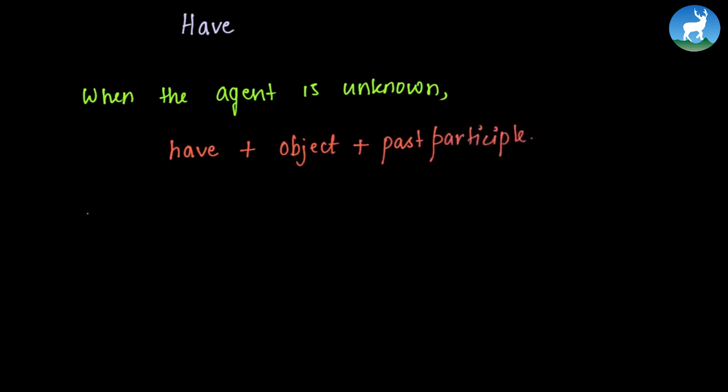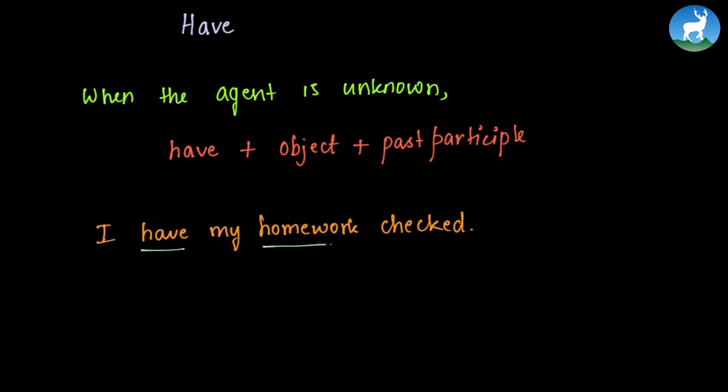Let's see an example. I have my homework checked. So here we don't know the agent. The agent is undefined. Who is checking your homework? We don't know. You're just telling the listener that you have your homework checked. So have plus the object plus the past participle form of the verb. I have my homework checked.